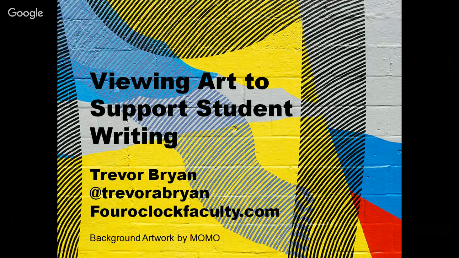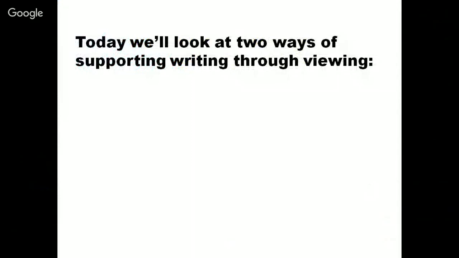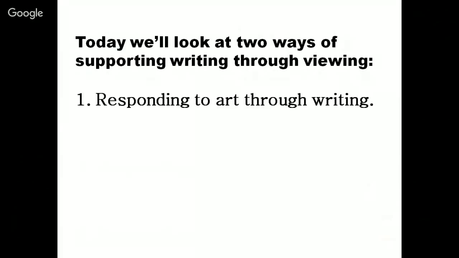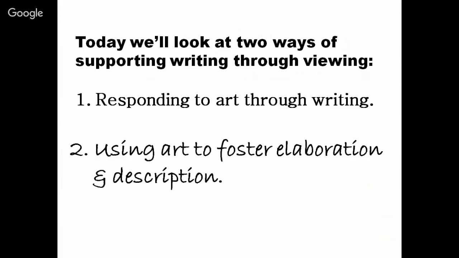We're going to look at two ways that we can use writing in the art room. One way is to use writing to respond to art, and the other way is to use art to foster elaboration and description in student writing. The first one is more of a way of getting your students to respond to art in more of an art education sense. The second way is still going to get them to respond to art and think about the craft of art, but it's going to help them in their writing work for their English language arts classes. What we're going to focus on today is mood and pattern.